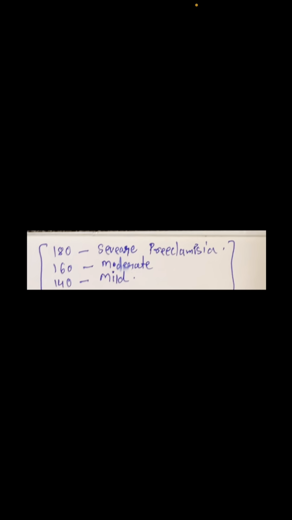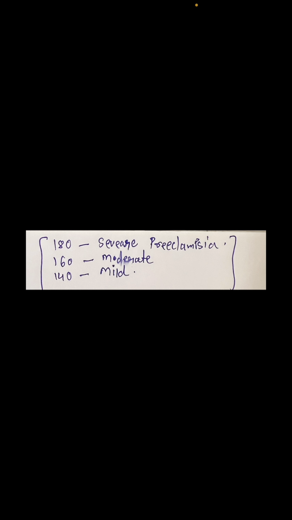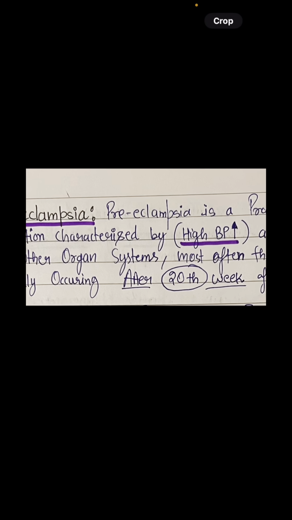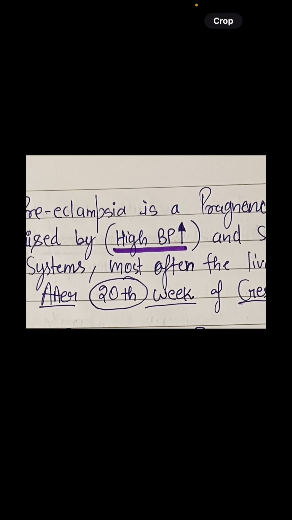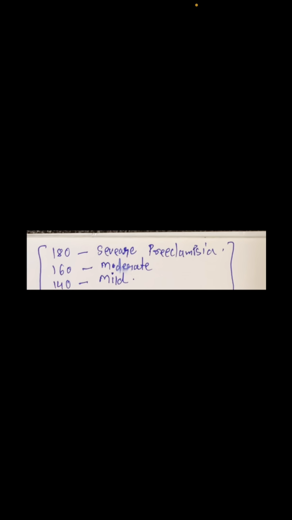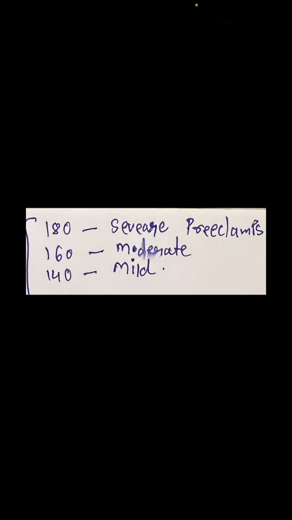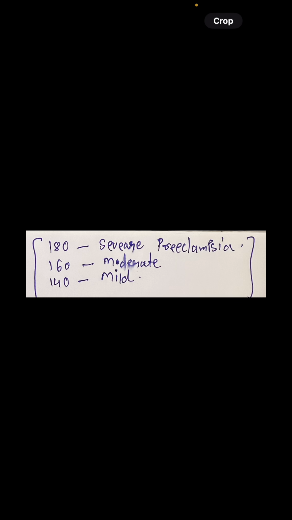There are 3 stages which I have seen in the test center questions, so they are asking about those 3 themselves. So remember the BP ranges. As we know by the definition, preeclampsia is characterized by high BP. So let's characterize it with the high BP. Mild preeclampsia, the BP will be somewhere around 140, moderate preeclampsia 160, severe preeclampsia 180.